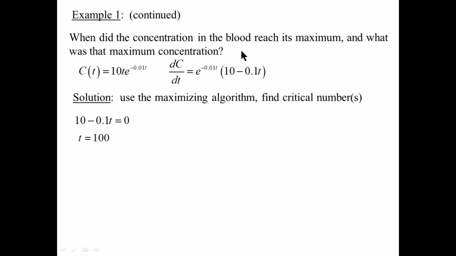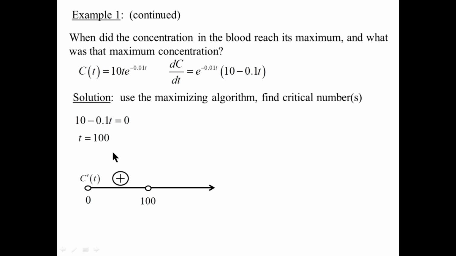Now we know the critical number for the function. Let's put it onto a prime line. And let's note this prime line starts at 0 because we don't have any negative time here. This is starting at 0 when the drug was injected. Time was 0, and from there it just goes on. And we have a critical number at t equals 100.